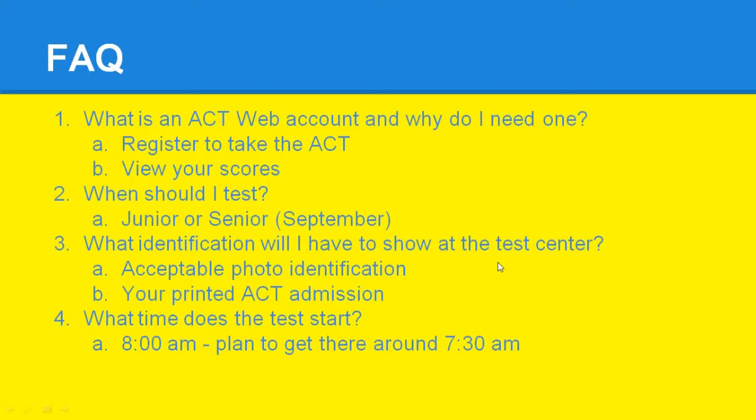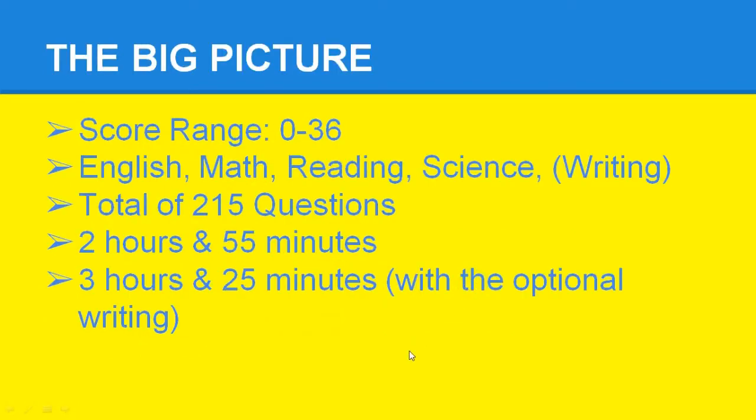What do you need to bring with you? You definitely need a photo ID. A driver's license is great, and your printed ACT ticket, which you will receive after you register for it online at the website. The ACT usually starts at 8 a.m., depending, it's just on a case-to-case basis. But you should plan to get there around 7:30 so that you have extra time, you're not rushing, you're not pressured. The big picture here is the test is scored from 0 to 36, with 36 being the highest score.